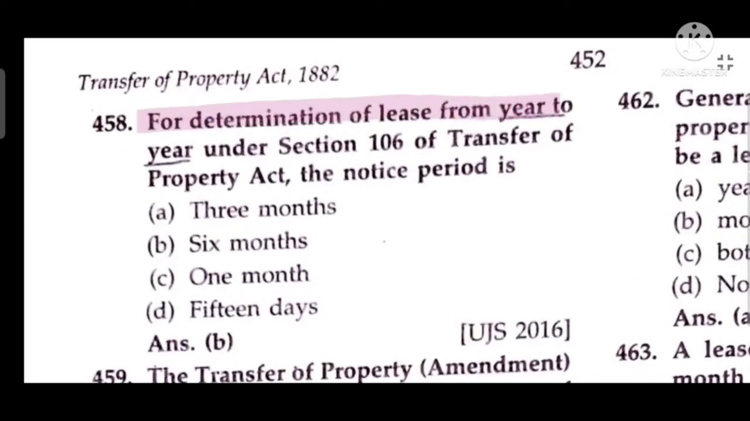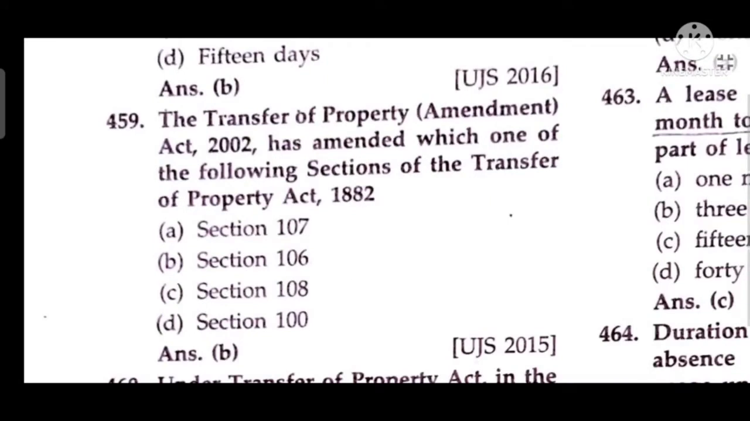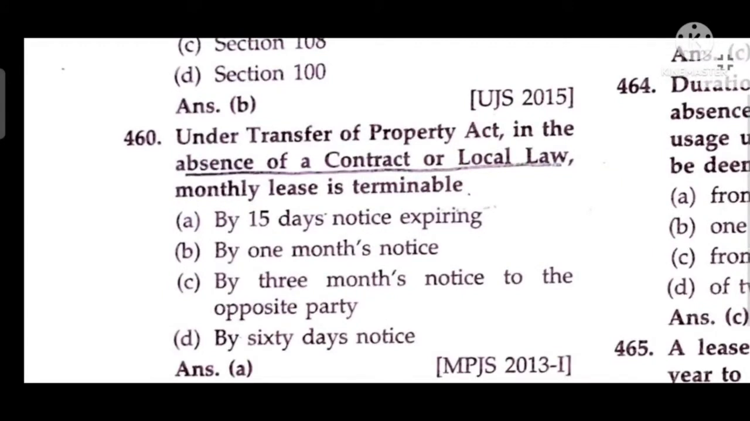For determination of lease from year to year under Section 106 of the Transfer of Property Act, the notice period is 6 months. The Transfer of Property Amendment Act 2002 has amended which one of the following sections of the Transfer of Property Act 1882? Section 106. Under the Transfer of Property Act, in the absence of contract or local law, a monthly lease is terminable by 15-day notice expiring.